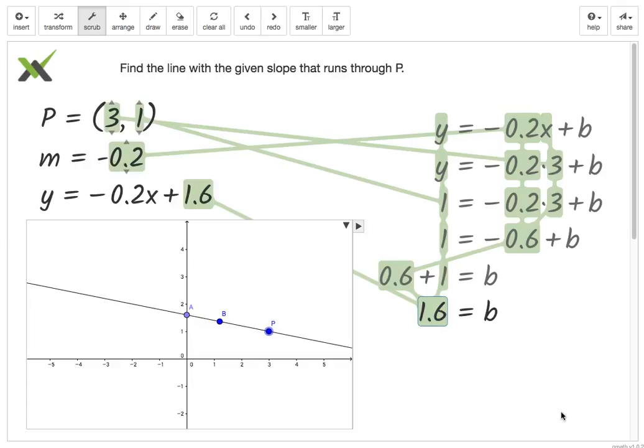So in an actual lesson, I might now go on to think about how this 1.6 consists of this 0.6 and the 1. And this 1 just stems directly from the y-coordinate, while this part here is a product of the x-coordinate and the slope. And I could connect this to parts of this diagram down here.